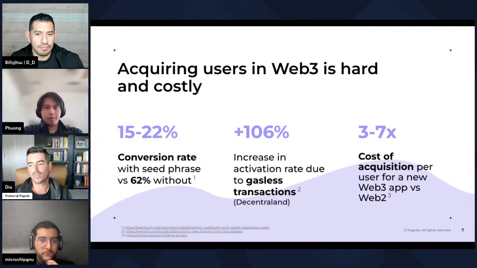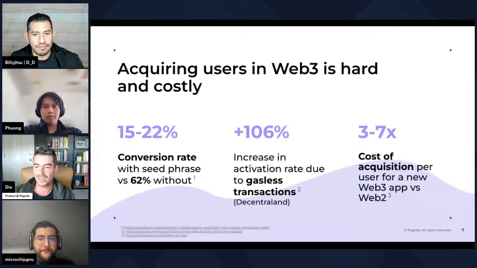And then the last one is cost of acquisition. As founders, that's one of the things we all care about: how much it costs to acquire a new user. And because of all these hoops and all this friction, the cost ends up being 3 to 7 times higher for a Web3 app if you compare it to Web2.